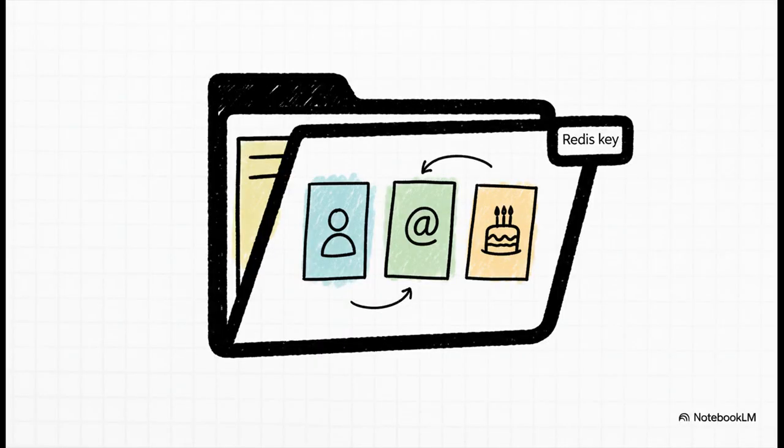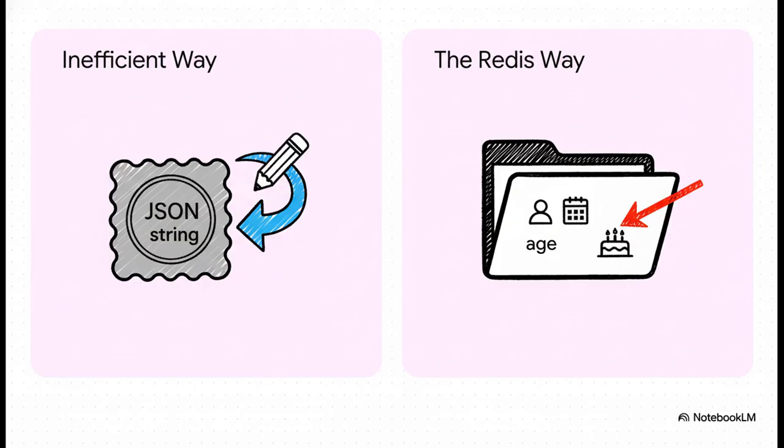Next tool in the box, hashes. Now, if lists are like an ordered queue, think of hashes as being like a perfect little file folder for a single object. They are the ideal way to store structured data, like a user profile. And you can see exactly why right here.